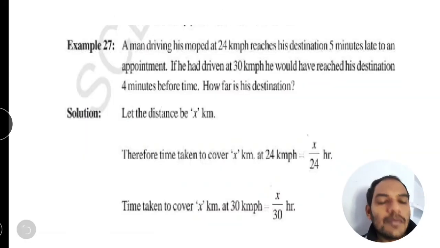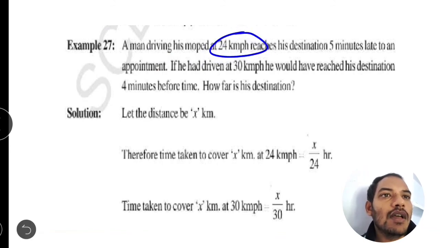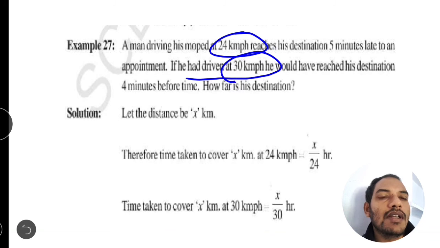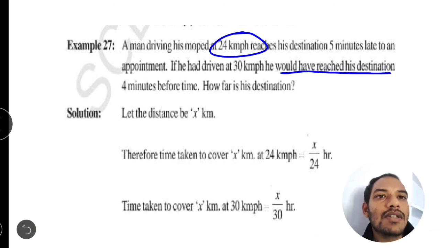One more example problem related to distance. Example 27. A man driving his moped, meaning motorcycle, at 24 km/h reaches his destination 5 minutes late to an appointment. Next, if he had driven at 30 km/h, see here the speed increased. So then what happened here? He would have reached his destination 4 minutes before time.